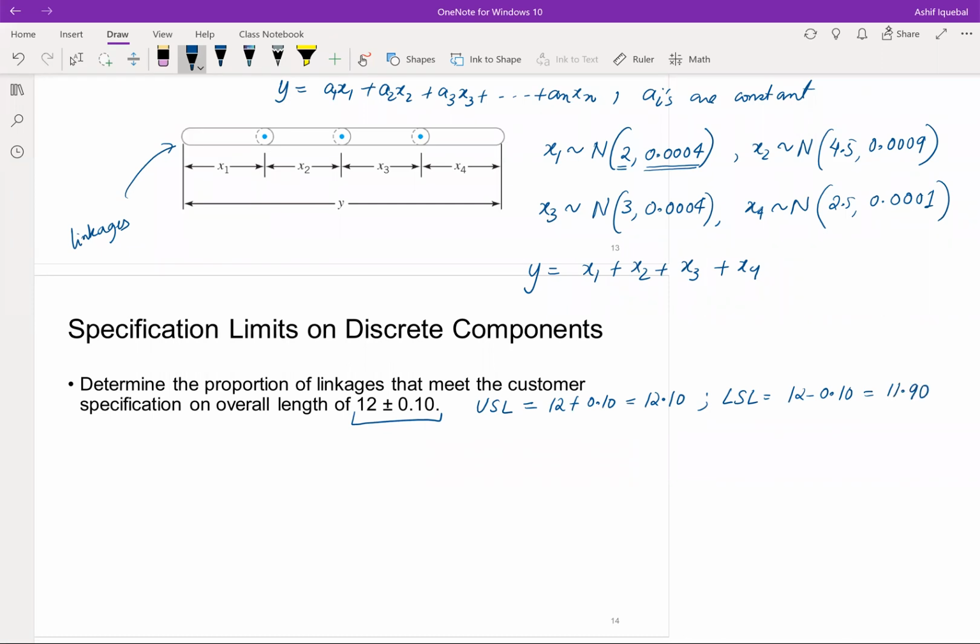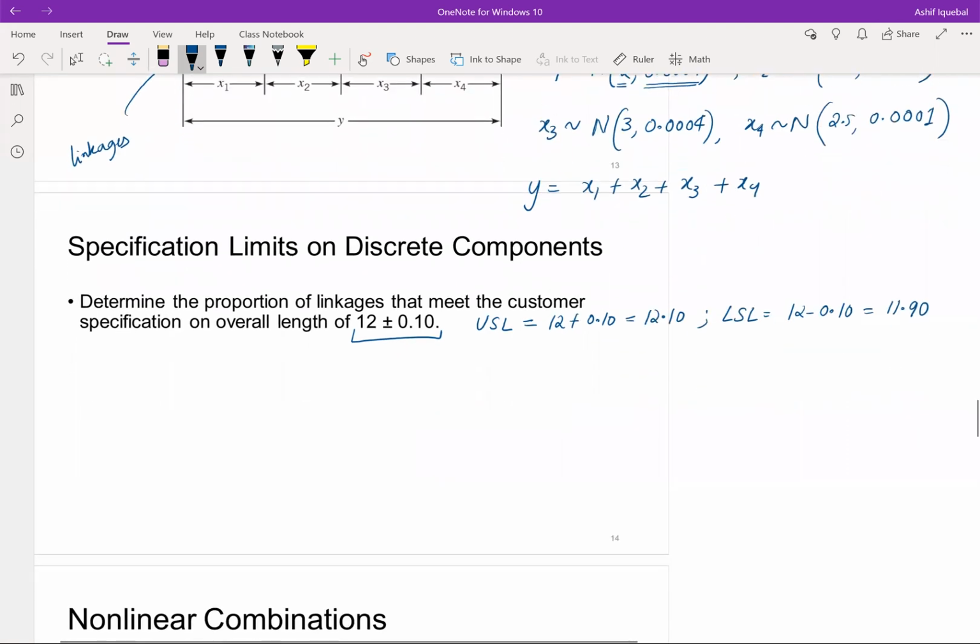Okay, so we have our upper specification limit and our lower specification limit. The question is to find out how many of these linkages will fall within this specification limit, or what is the probability of this happening. So we want to find the probability that y is less than 12.10 and greater than 11.90.